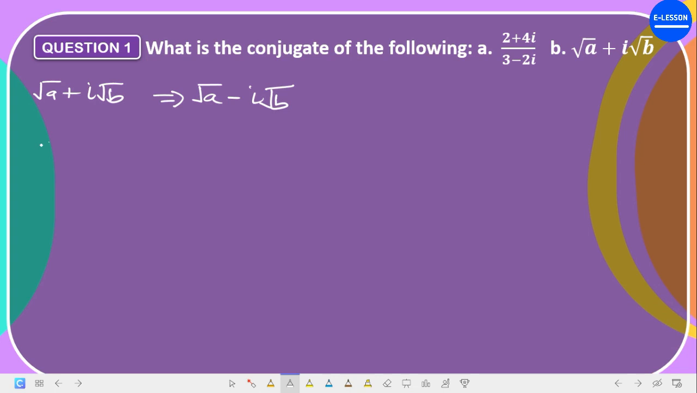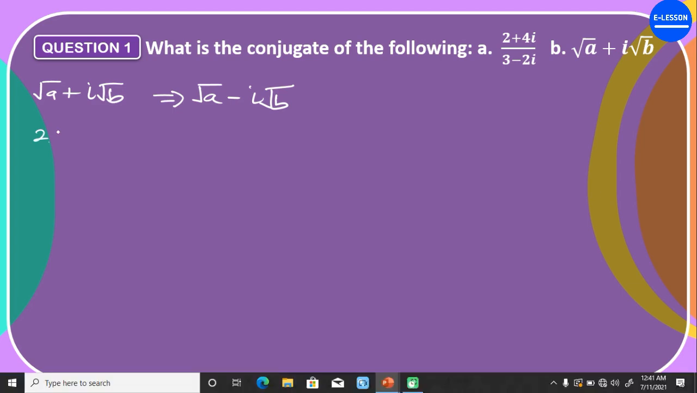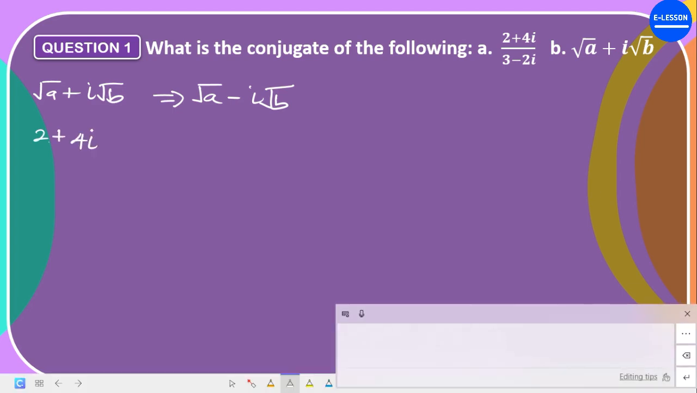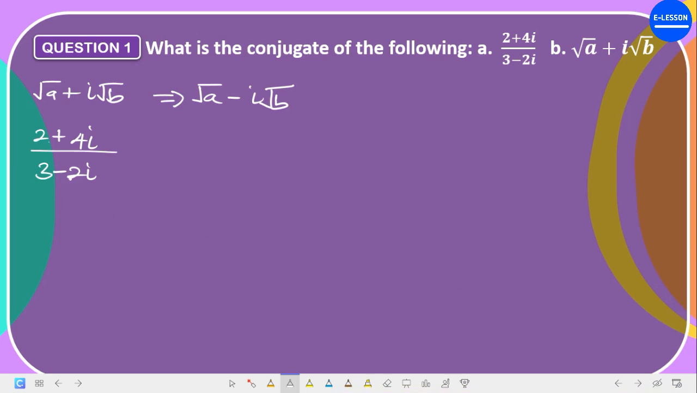Now we have part A of the question that says you have 2 plus 4i all over 3 minus 2i. Whenever you have something like this, what you normally do is use the conjugate to multiply both up and down. Use the conjugate of what you have here.